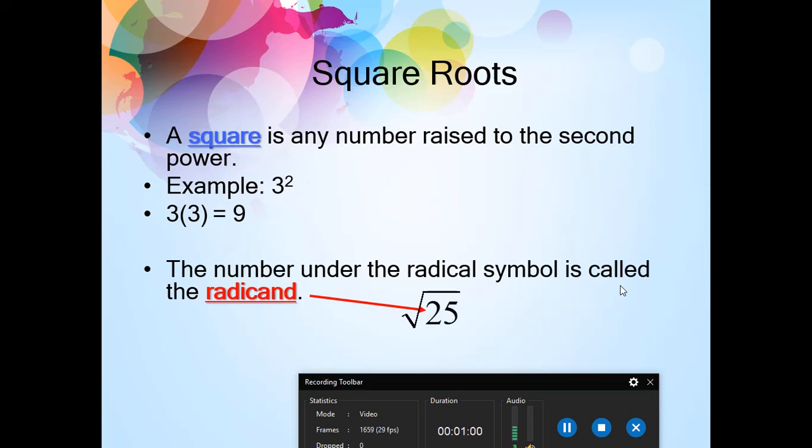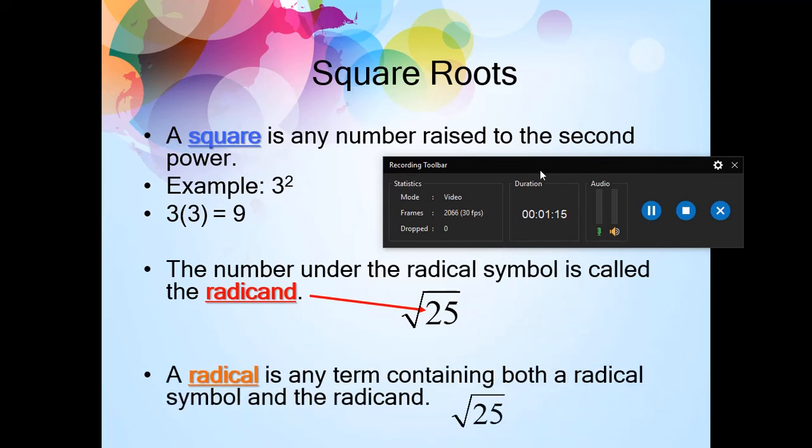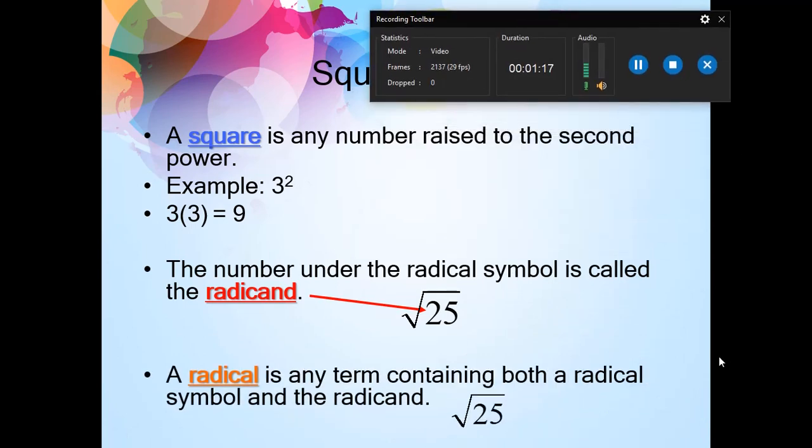If you write a square root radical, like you see here, the number that's contained underneath the radical symbol is called a radicand. If you want to refer to something as a square root radical, you're referring to both the square root radical symbol and the radicand as an entire term.